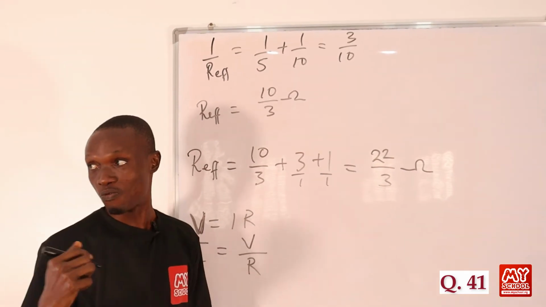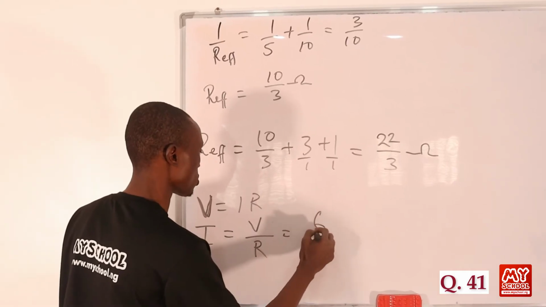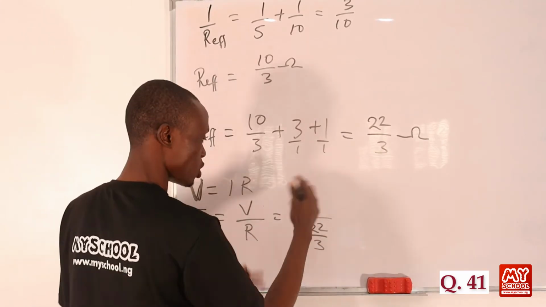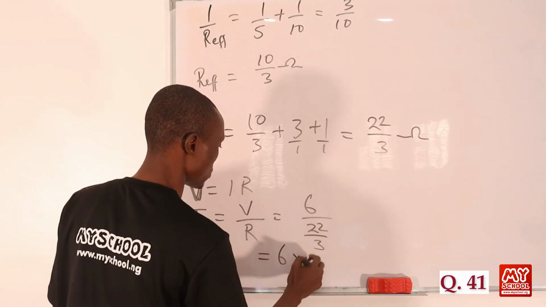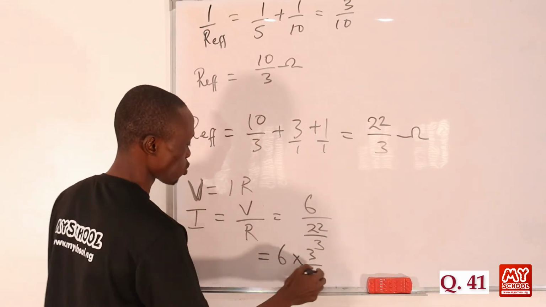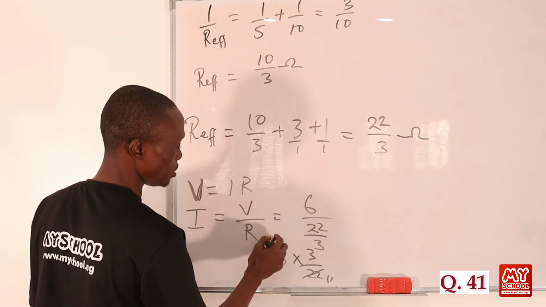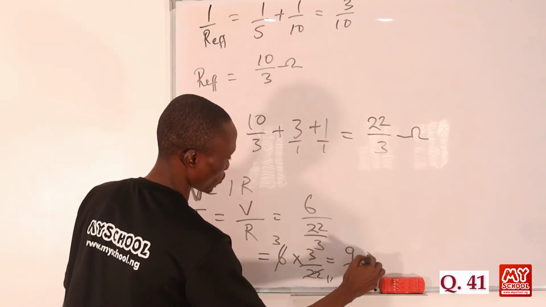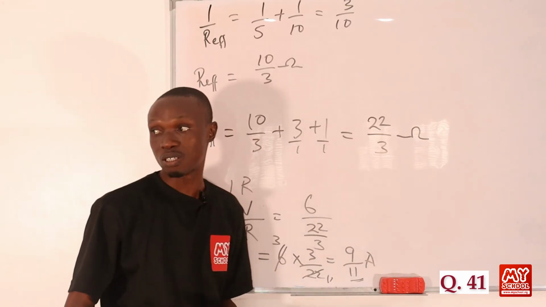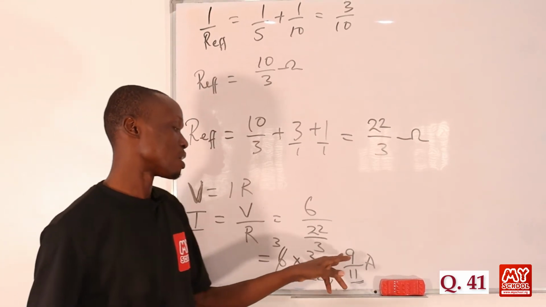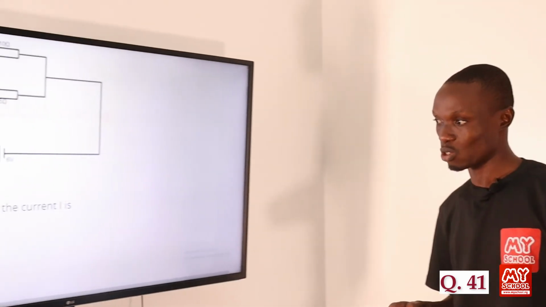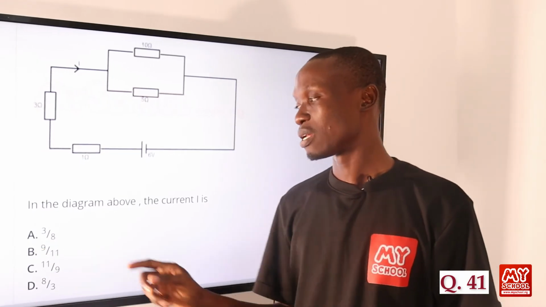Now in the question, the value of V is 6 volts. So here we just put 6 all over 22 all over 3. This will invert, so that at the end of the day we'll be having 6 times 3 all over 22. So 2 here is 11, 2 here is 3. 3 times 3 will give us 9 all over 11 ampere. So the value of the current in the circuit given to us above is 9 all over 11 ampere. Let's return back to the screen to pick the correct answer to this question, and that is option B, 9 over 11 amperes.